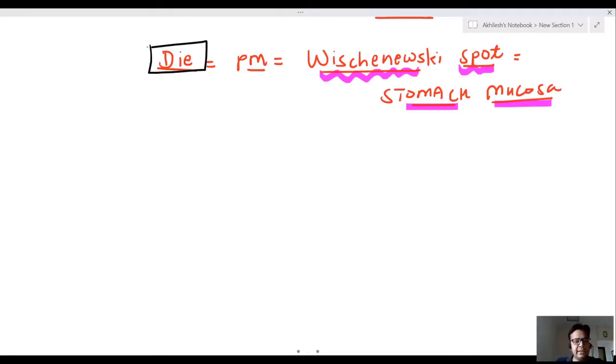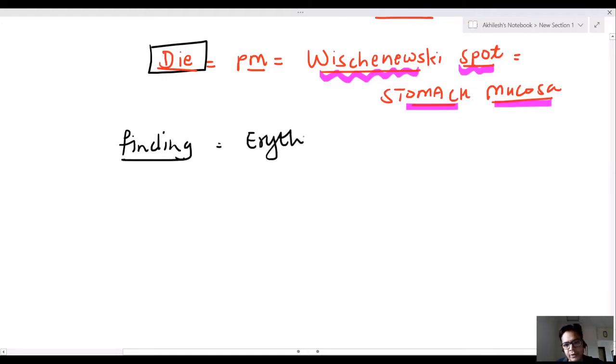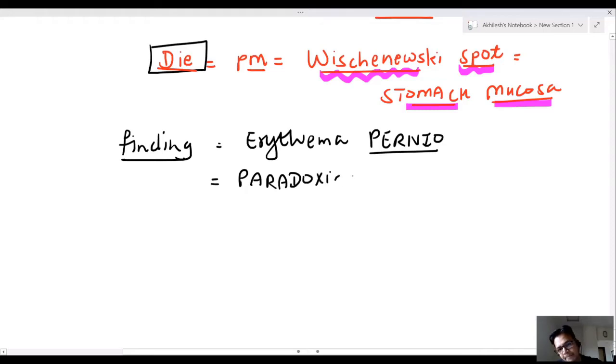Now sir, other findings which can be seen in hypothermia: erythema pernio. Sir, a specific erythema where skin becomes red in hypothermia is known as erythema pernio. Another important finding of hypothermia, paradoxical undressing. Generally, in hypothermia the temperature is low and the person should be dressed to protect, but because of some disturbance in the mental status, the person undresses himself or herself. This is known as paradoxical undressing.